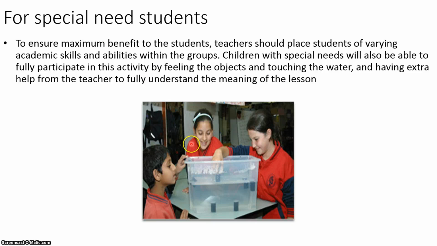This activity which I designed was for special and regular students both. To ensure maximum benefits to the students, the teacher should place students of various academic skills and abilities within the groups. Children with special needs will also be able to fully participate in the activity by feeling the objects. If they are not able to write it, at least they can feel it. They can put their hands in and observe whether the object is floating or sinking. And if they are scared of water, they can just observe it. Like here, this boy, he's just observing it. They can at least touch the water, with extra help from the teacher to fully understand the meaning of the lesson.